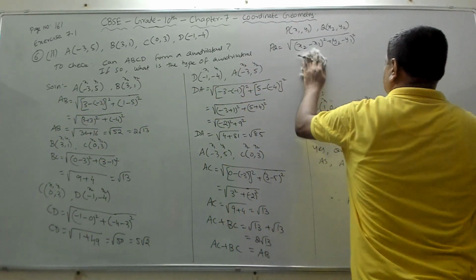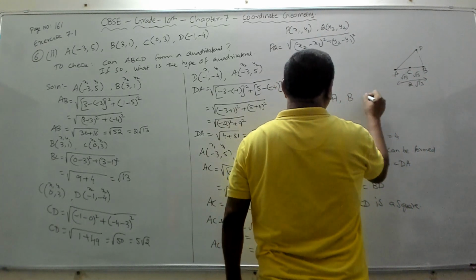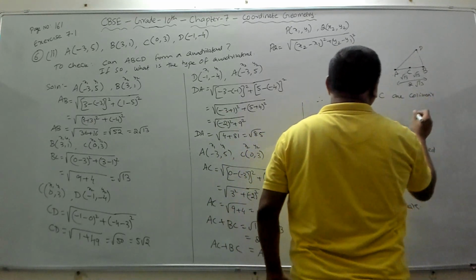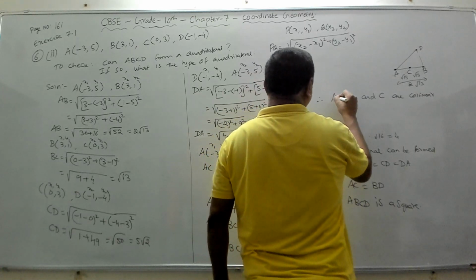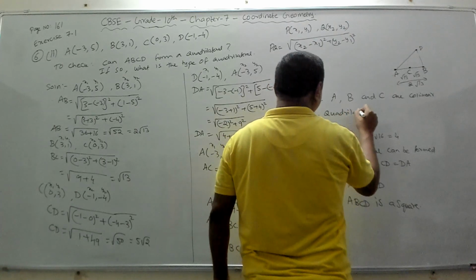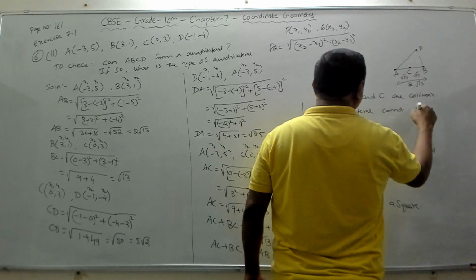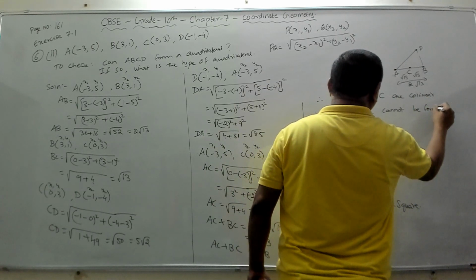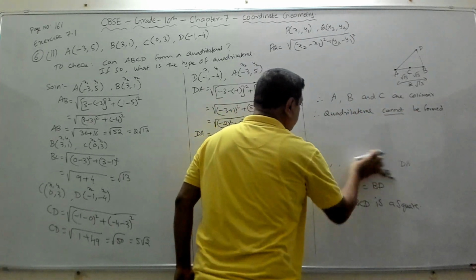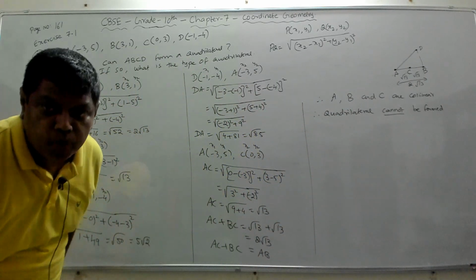So therefore we can say A, B and C are collinear points. Therefore a quadrilateral cannot be formed. That word, "cannot be formed," is important. So we cannot form a quadrilateral using these points. Fine.